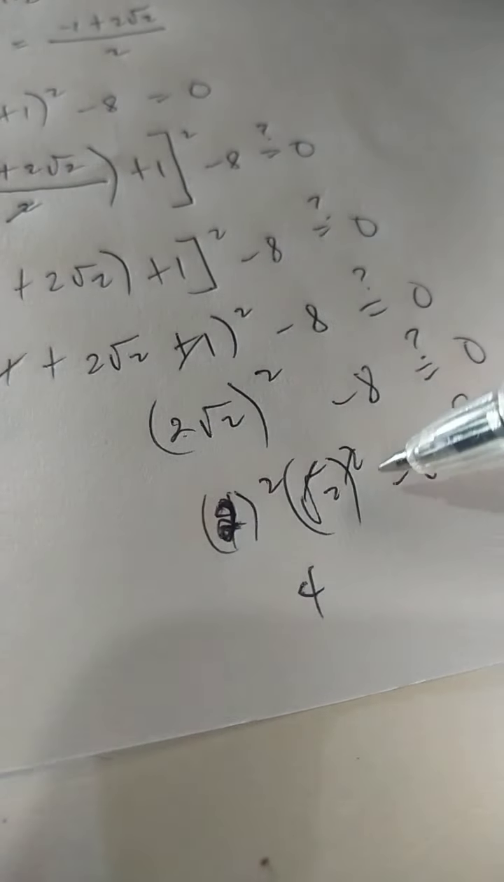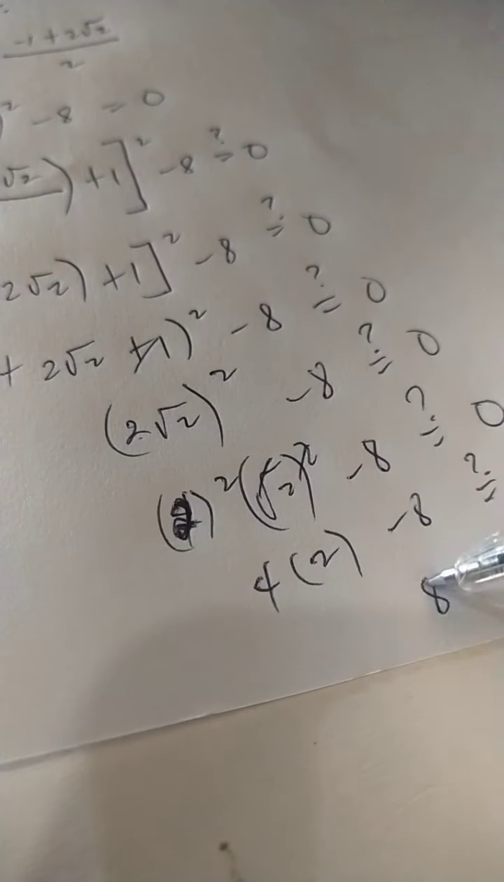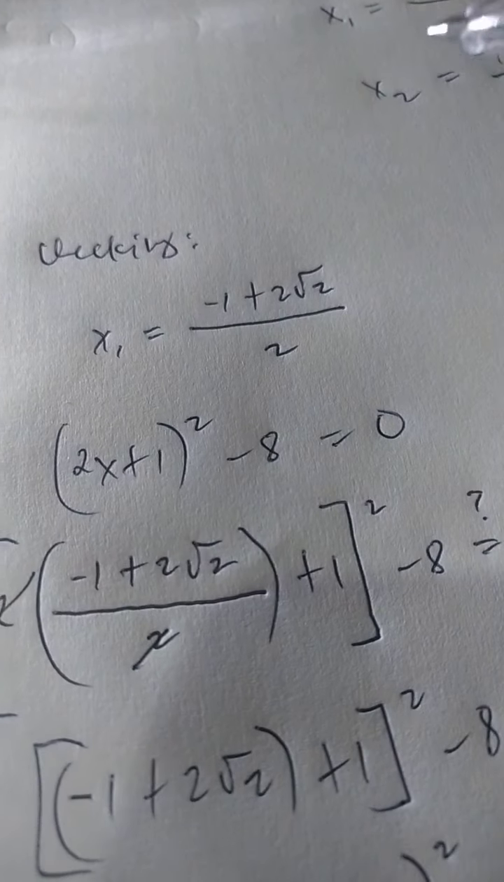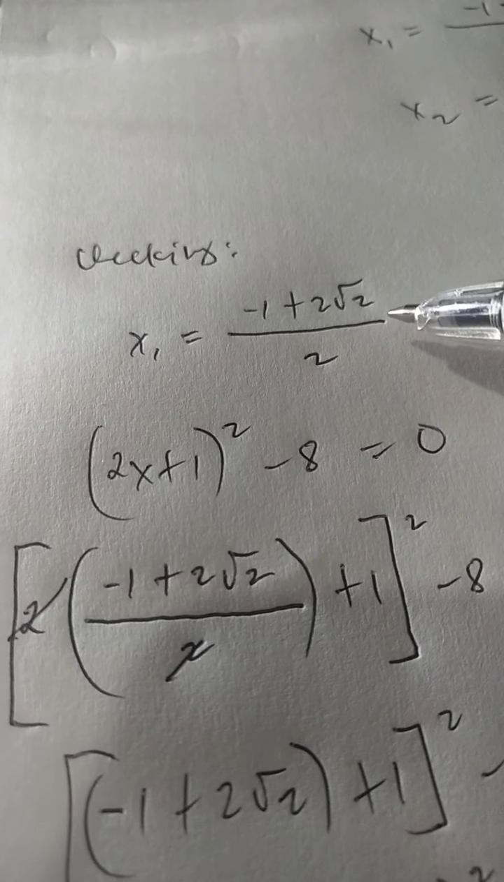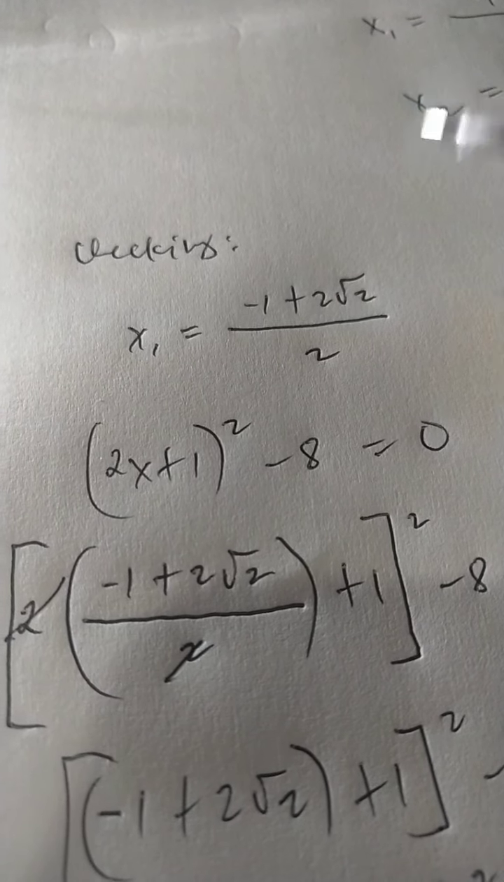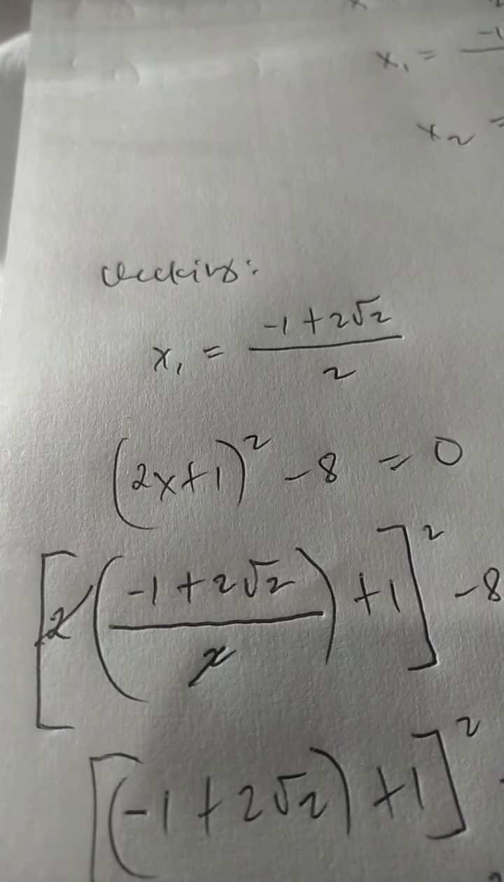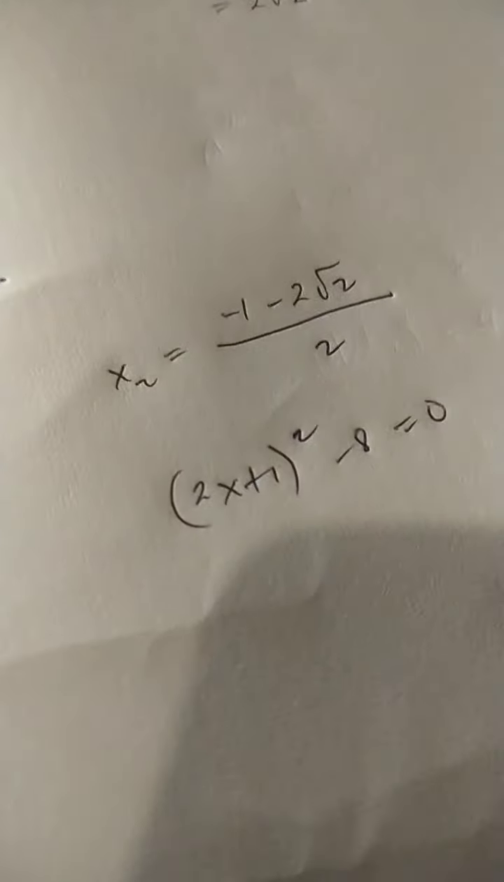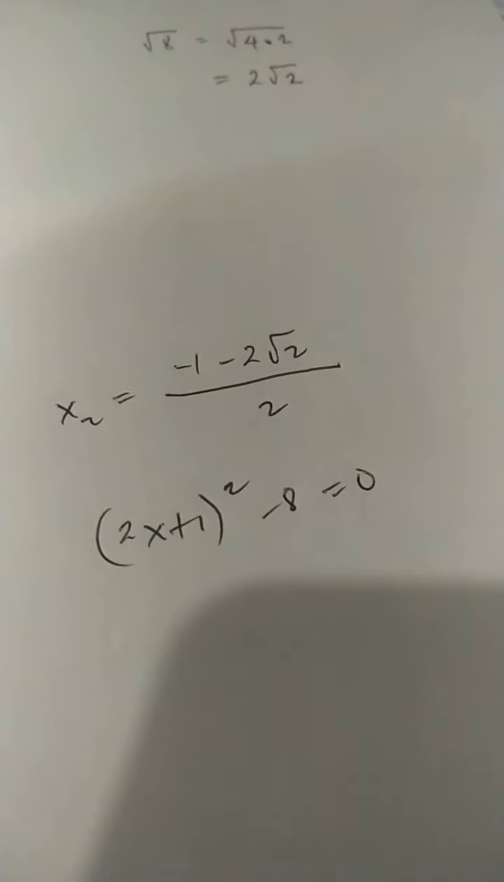Ito cancel natin. We have 2 minus 8 equals 0. Kaya nga 4 times 2 is 8 minus 8 equals 0 question mark. Or that is 0 equals 0. So therefore we can say that yung x sub 1 natin ay solution to our equation. Okay, we proceed now to our x sub 2.